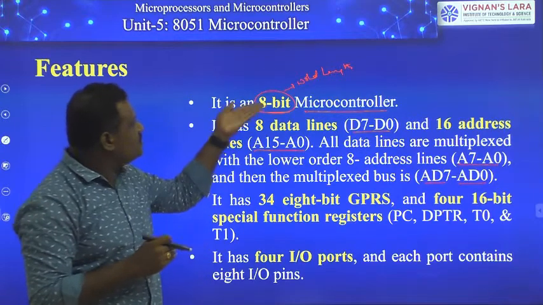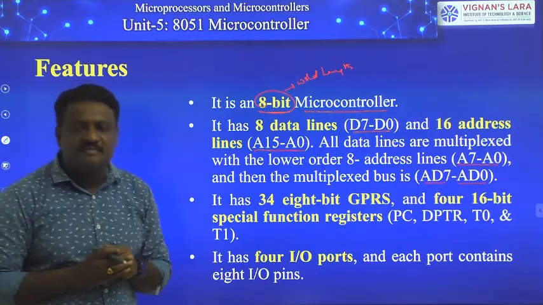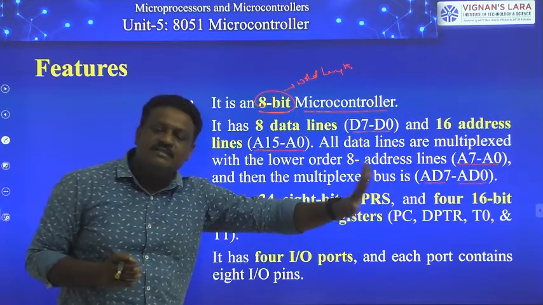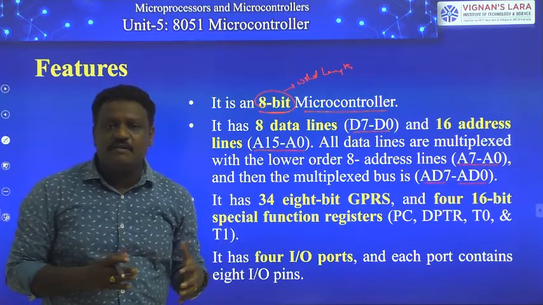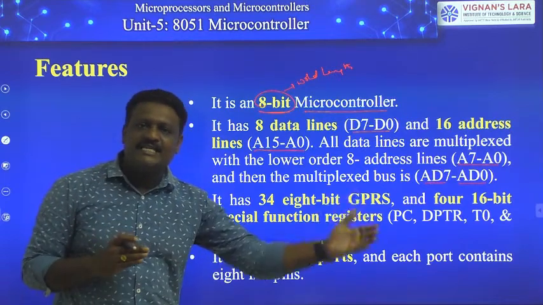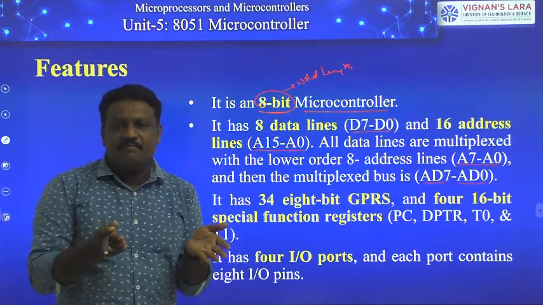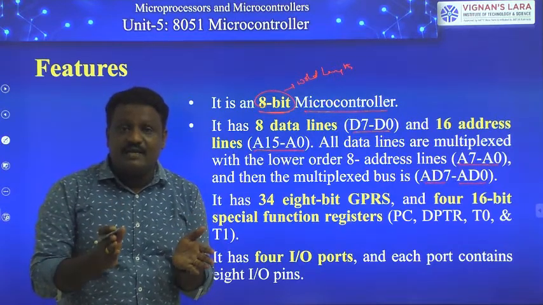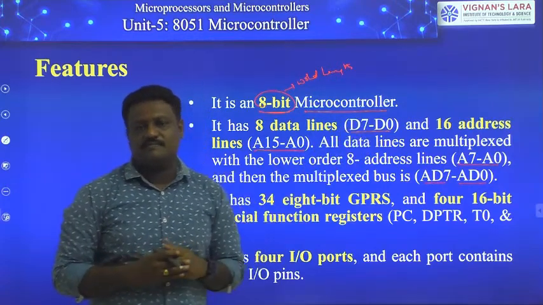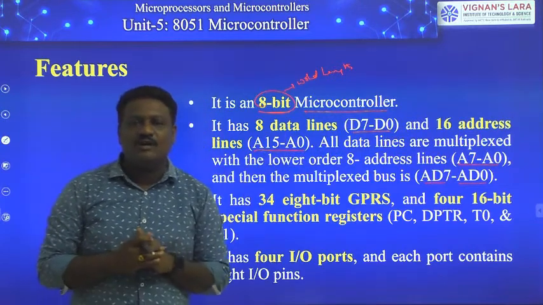Previously I said that my controller's word length is 8 bits, that means it can recognize a maximum of 8 bits. Here, recognizes means your controller either transfers or receives a maximum of 8 bits at a time with the help of data lines. That's why your controller has 8 data lines, D7 to D0, and it has 16 address lines, that is A15 to A0.